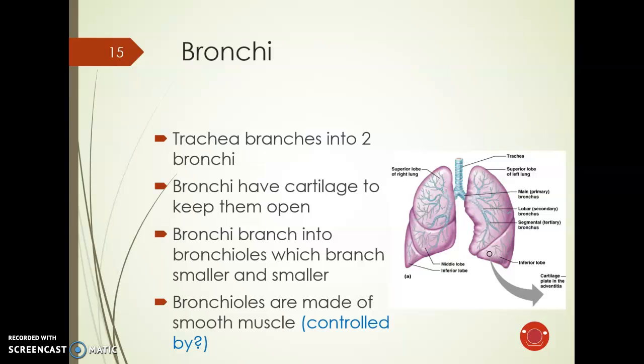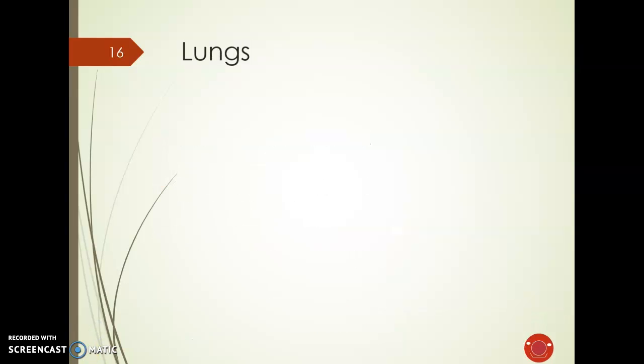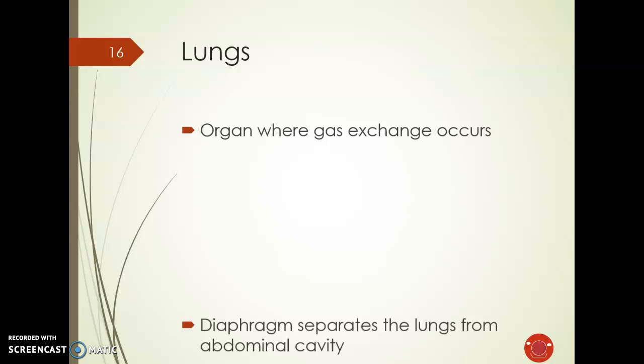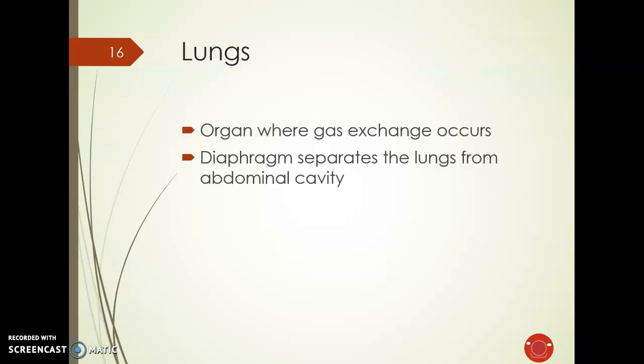Let's take a look at this picture here. So we have the trachea right here. There it is. And that's going to branch into the bronchi, which then branch even further. And then we have our bronchioles, and the terminal bronchioles are going to end in our air sacs called alveoli. So our oxygen and air has now made it to the lungs, and this is the organ where the gas exchange occurs. So the diaphragm separates the lungs from the abdominal cavity.